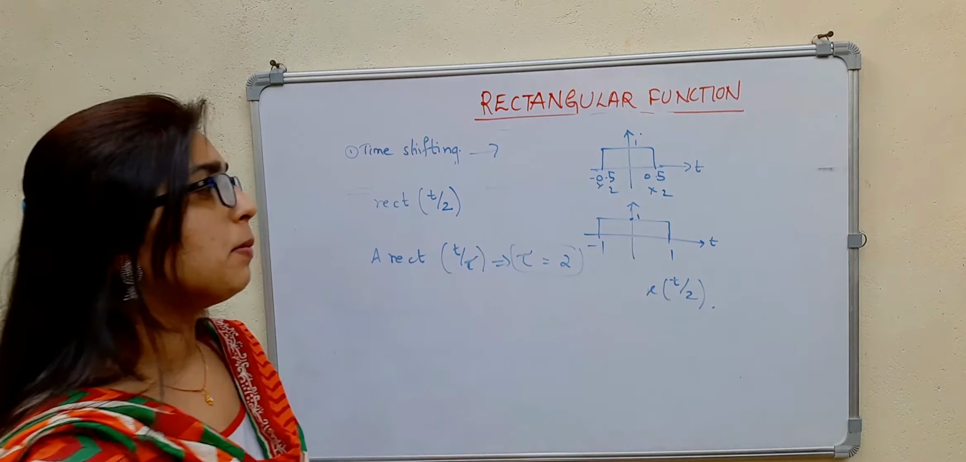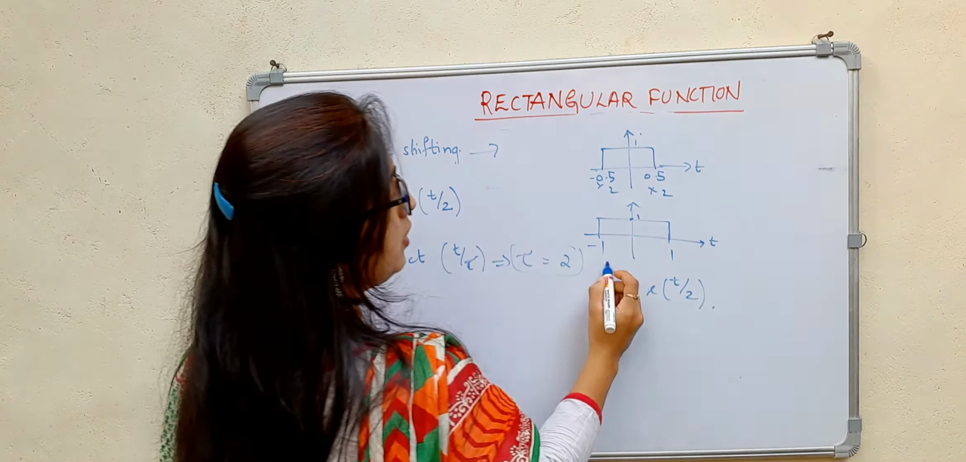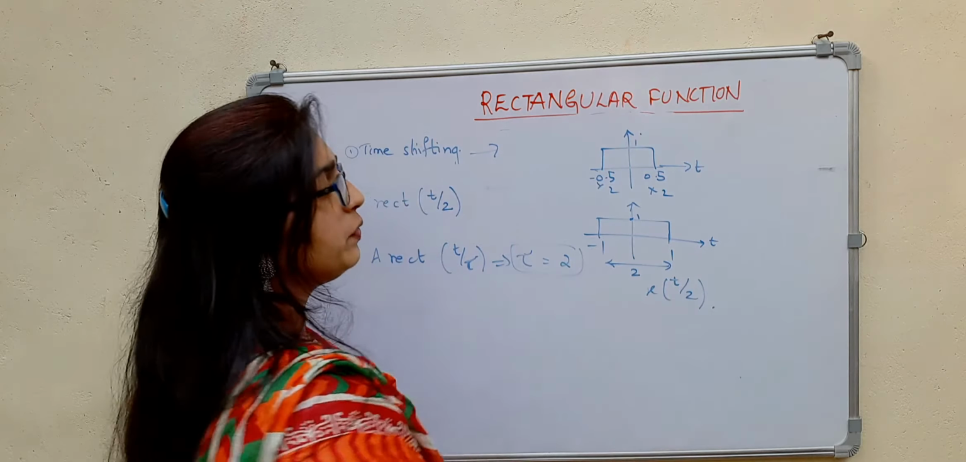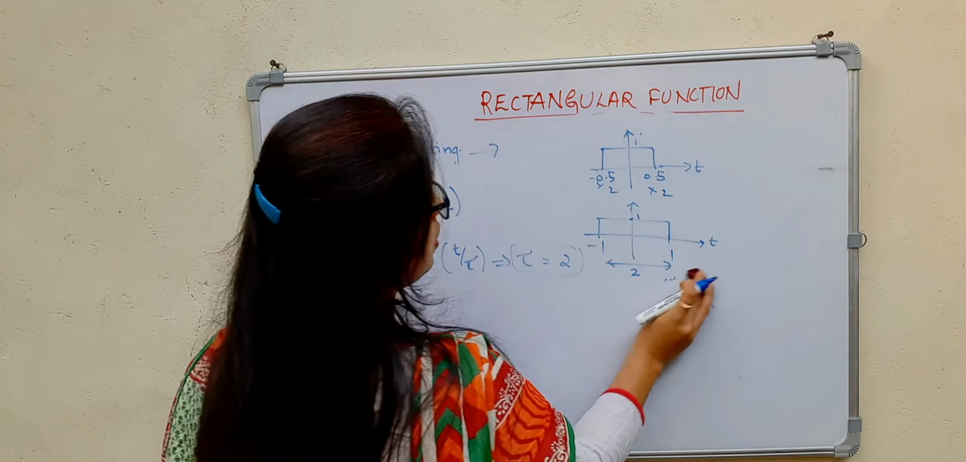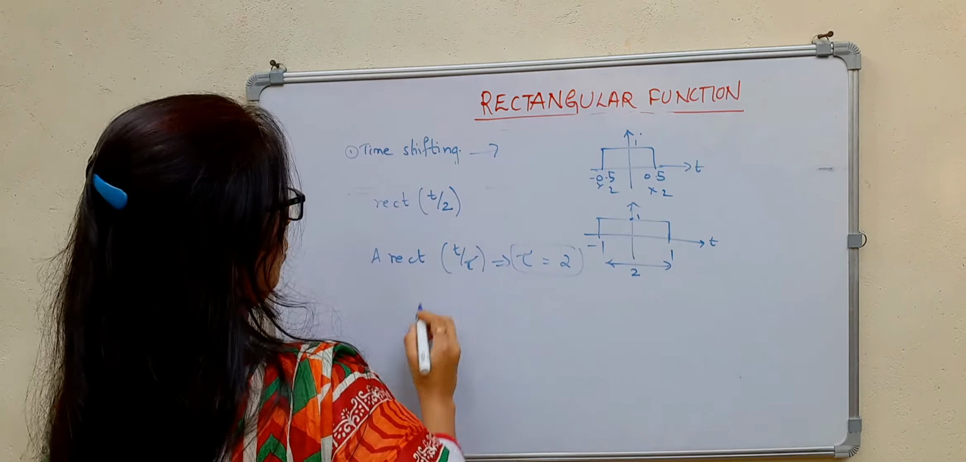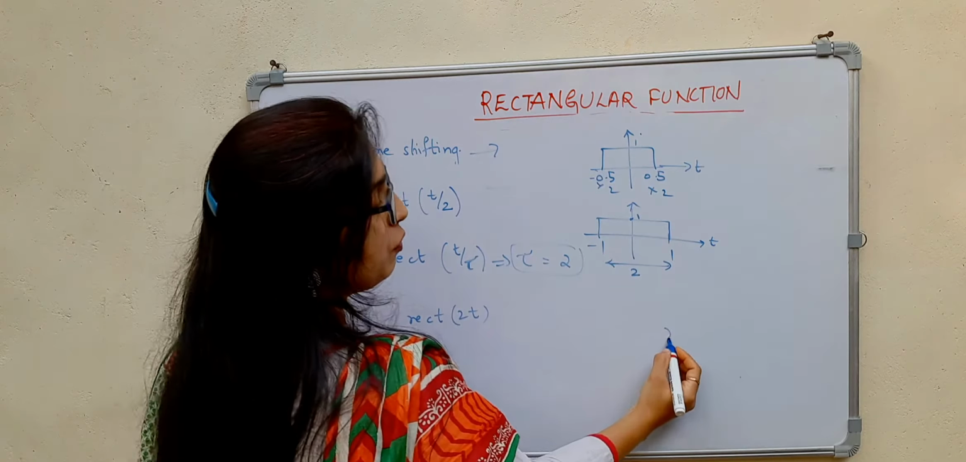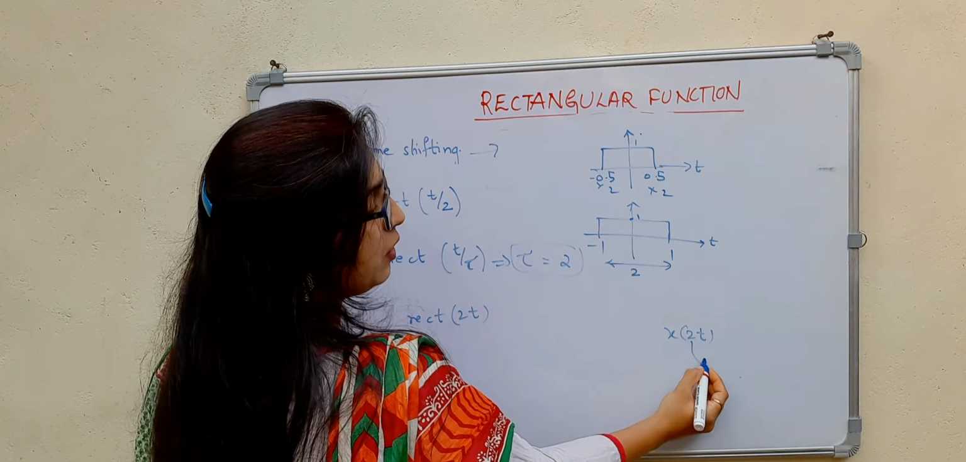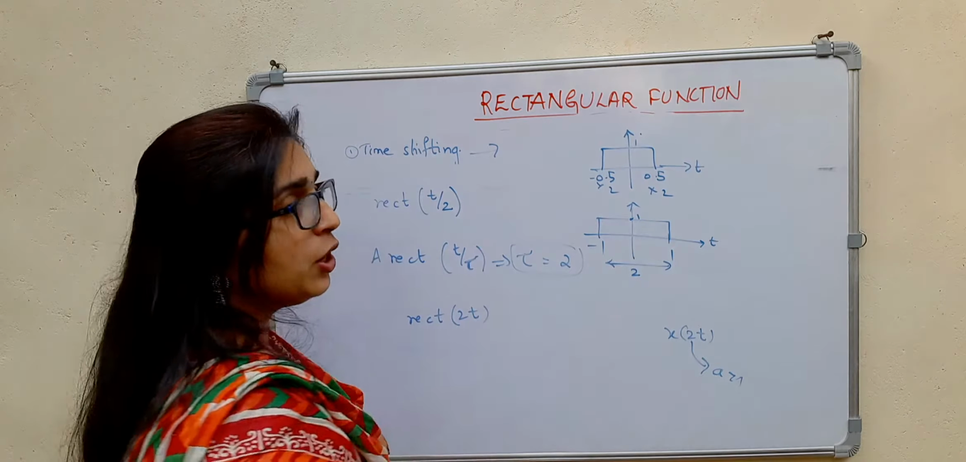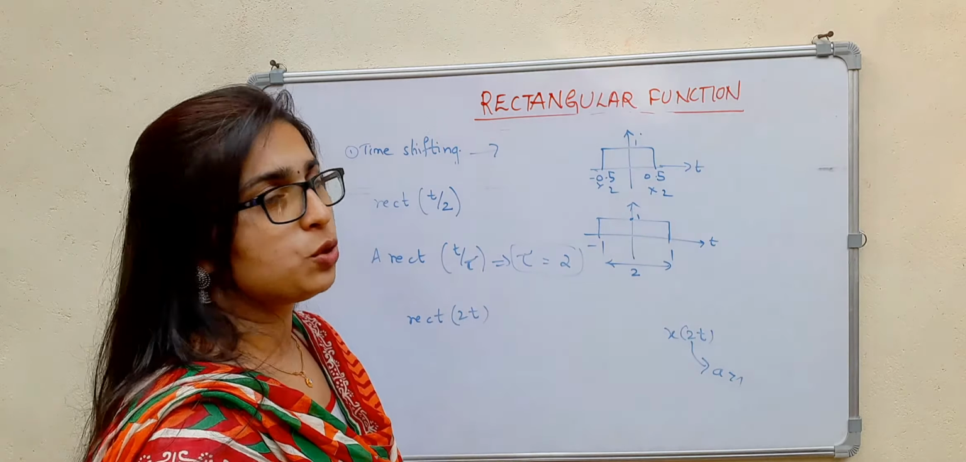Amplitude will be same as it is. So what is the width here? Total width will be 2, right? So this is your t by 2. What if you have rectangular 2t? So if you do x of 2t, when the factor is greater than 1, you are going to get the compressed version of the signal.